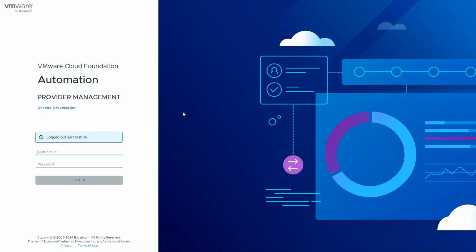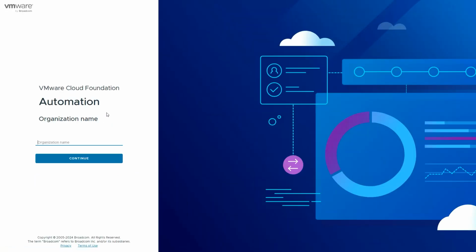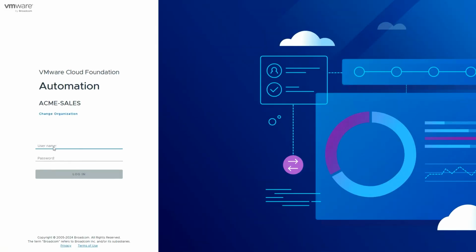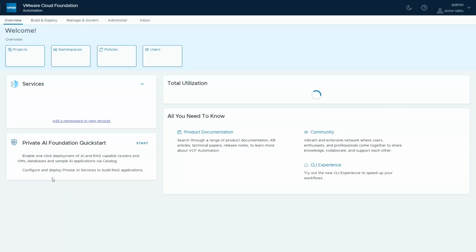Now that we've created an Acme Sales organization, we click on change organization and provide the organization name, Acme Sales. We hit continue, and then we can log in with the first user that we created in part 1 of this video series. So provide the admin credentials and log in to Acme Sales as the org administrator.